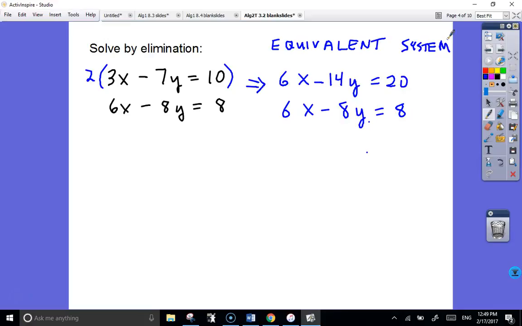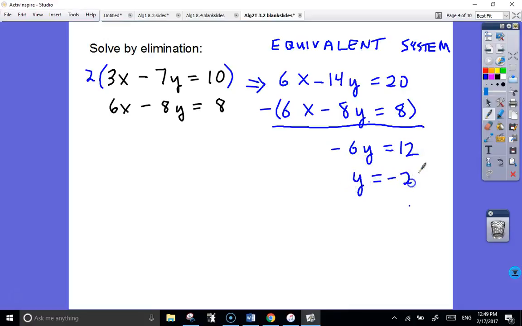Okay, now what are we going to do? Add or subtract? Yeah, because they're equal, you have to subtract to cancel the x's. So you could show that any way you want. I'm subtracting. I'll even draw a little bar there. So 6x minus 6x cancels. Negative 14y minus negative 8y, what is that? Negative 6y. And 20 minus 8, 12. So divide by negative 6, y equals negative 2.